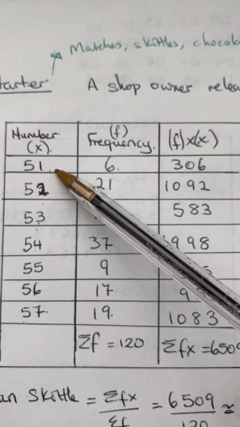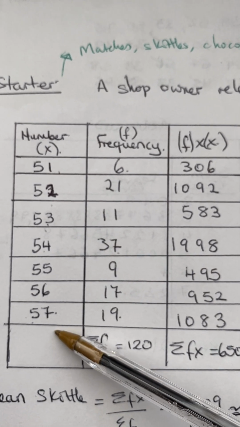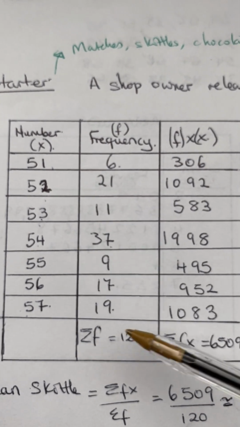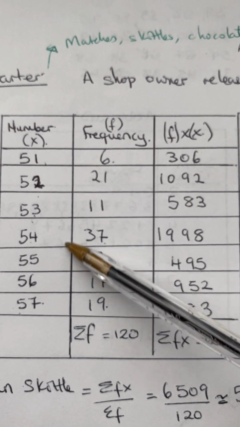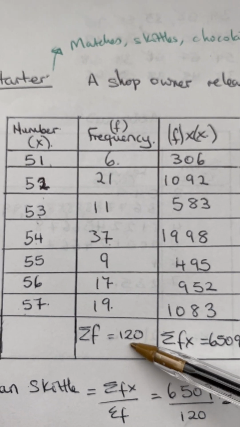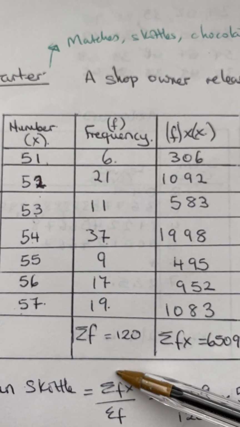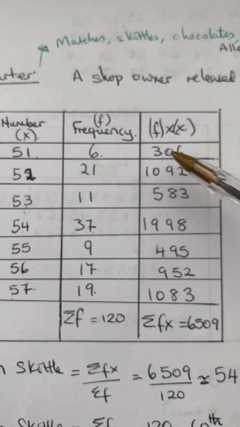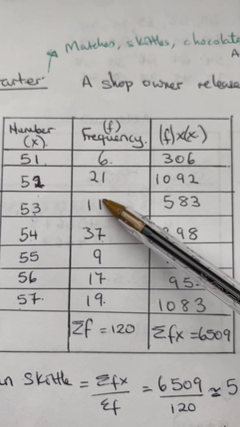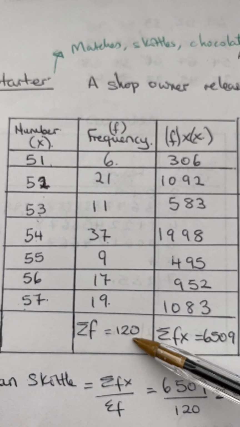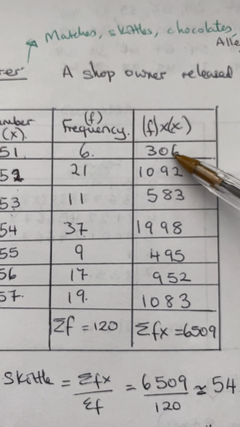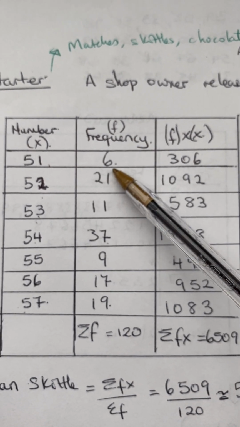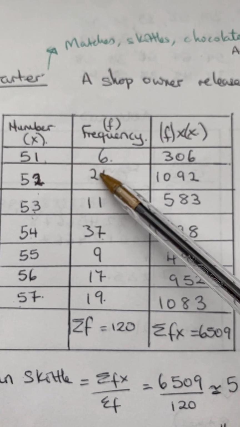In this case, your data is not grouped, so you can't find the midpoint. And it's not a data of like 10 where you can add all of them up and divide by the number there are. So you still have to go through multiplying. So immediately you do that, you know that the summation of frequency is 120. And 51 occurs 6 times.